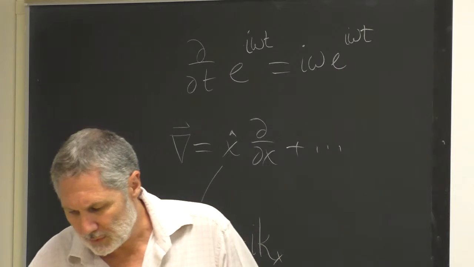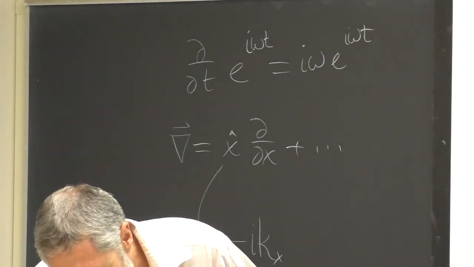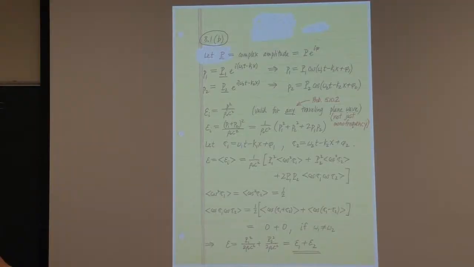Okay, the next one is 8.1, and we're just going to do B. We have two plane traveling waves. They're going in the same direction. Okay?